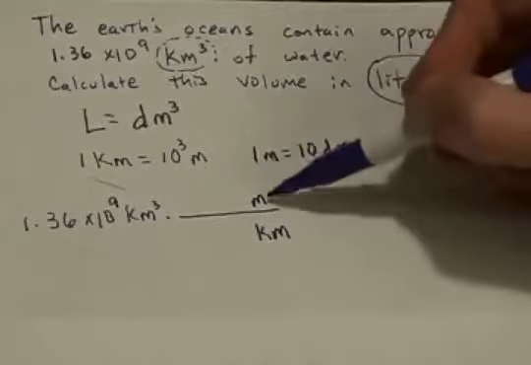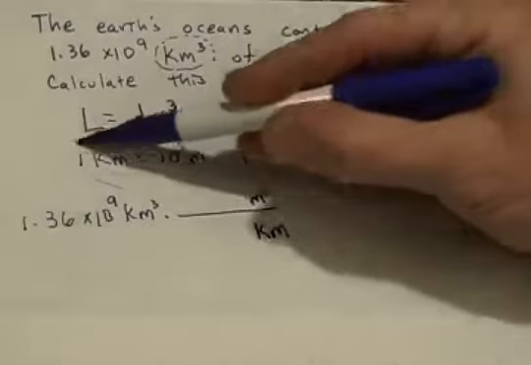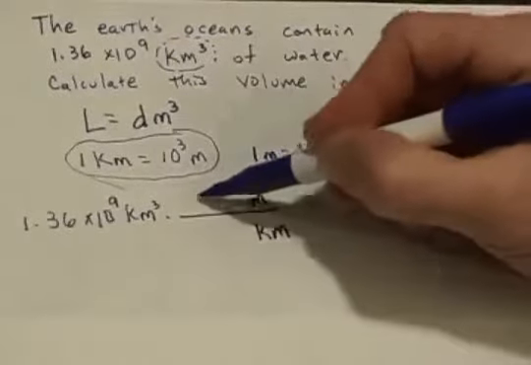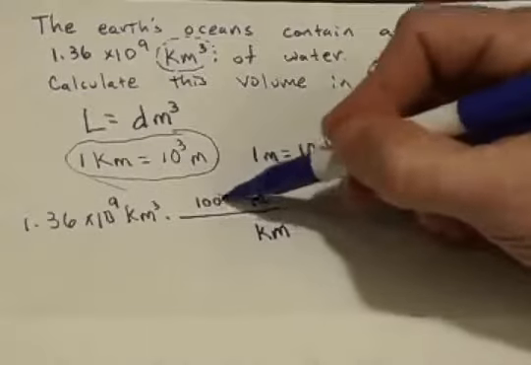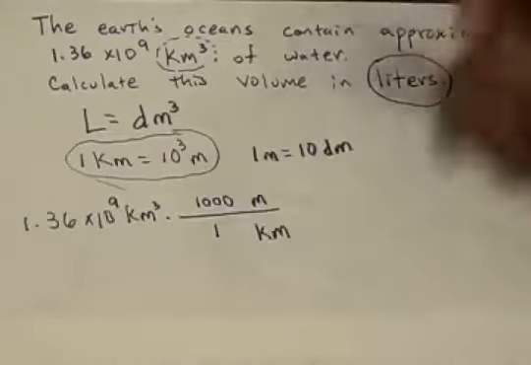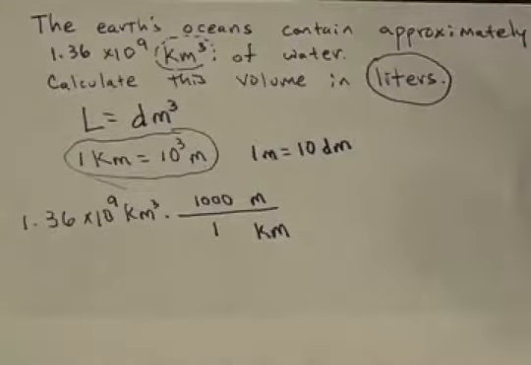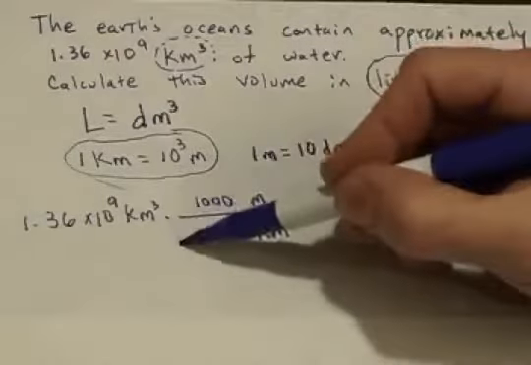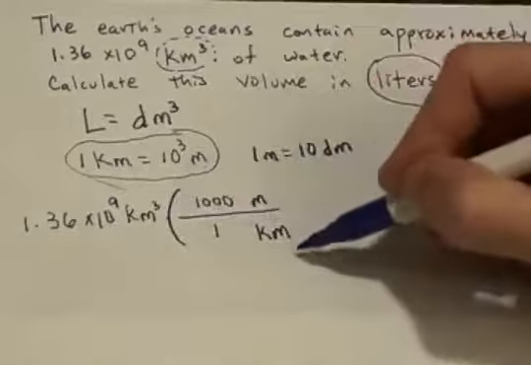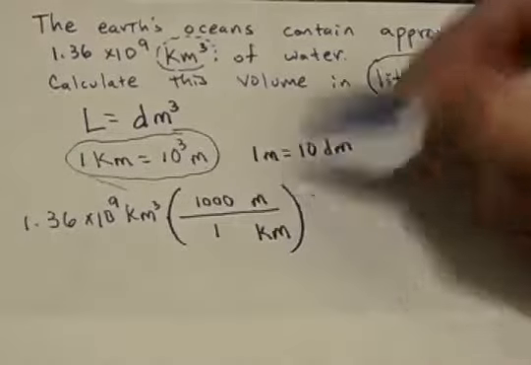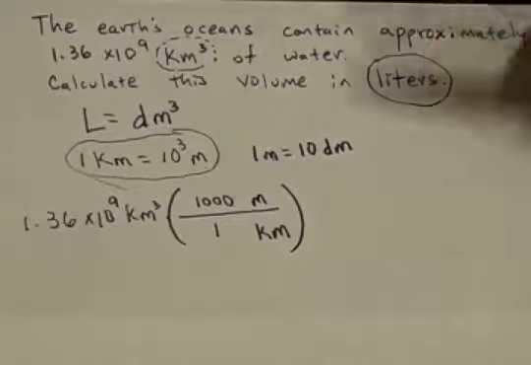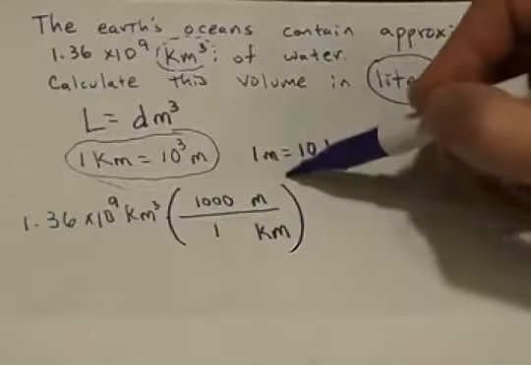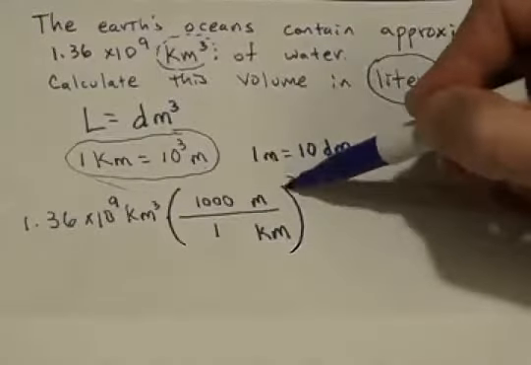My relationship between meters and kilometers I can find right here. I know that there are 10 to the third, or 1,000 meters in 1 kilometer. And now comes the trickier, the unusual part. Notice that this is cubic kilometers, and this also needs to be cubic kilometers or cubic meters. And so what I do with this conversion factor is cube it.